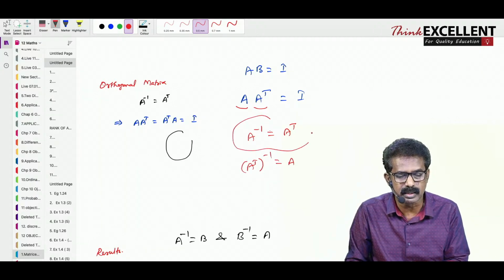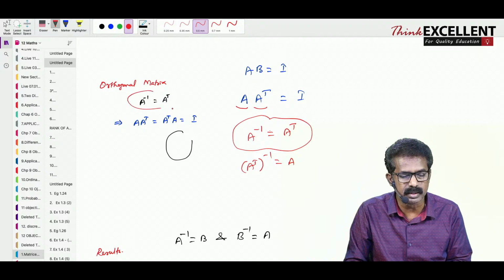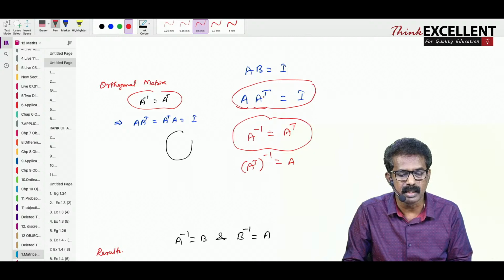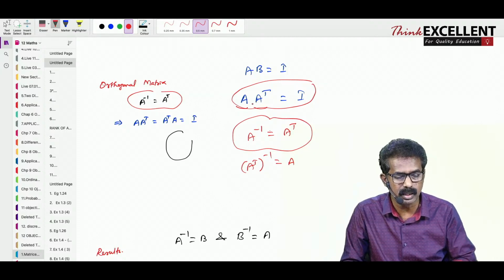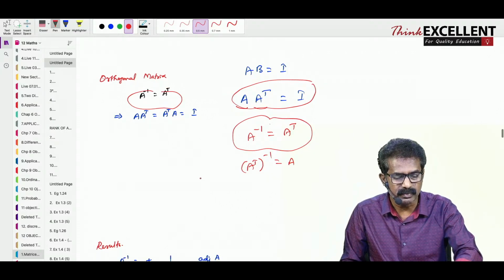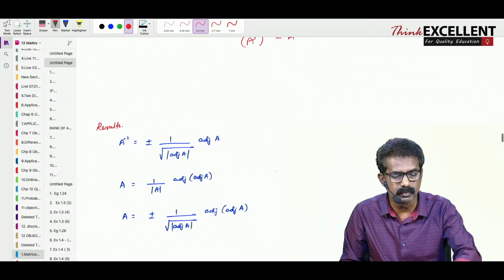So this is the result we have, right? A inverse is equal to A transpose. Instead, what you can easily prove is A into A transpose is equal to I. Okay, then some of the results you have to study, very important results.